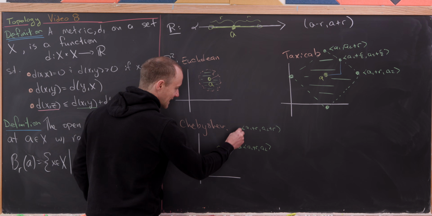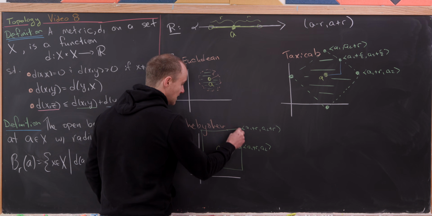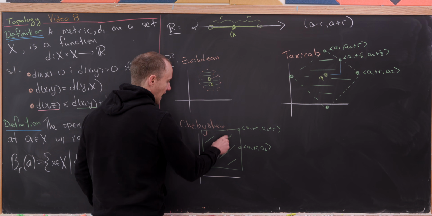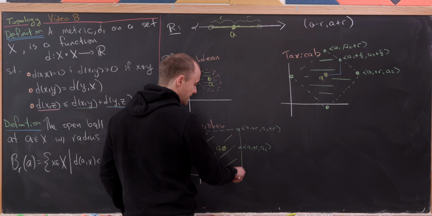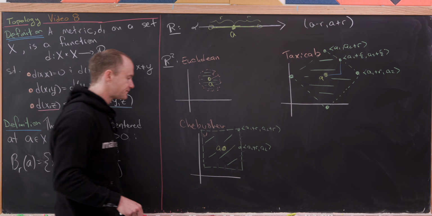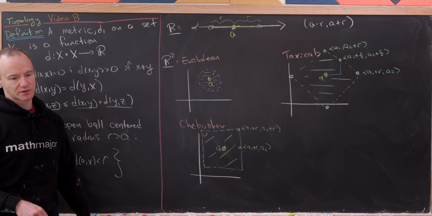And then you can extrapolate out, and now we're going to get a square, which is maybe not on its side. And I guess we should have dotted lines along the edge of the square. So in the Chebyshev metric, notice that an open disk is this type of square.